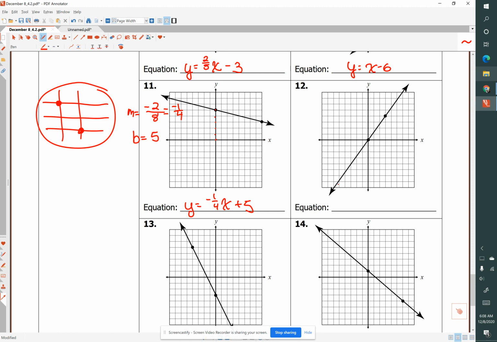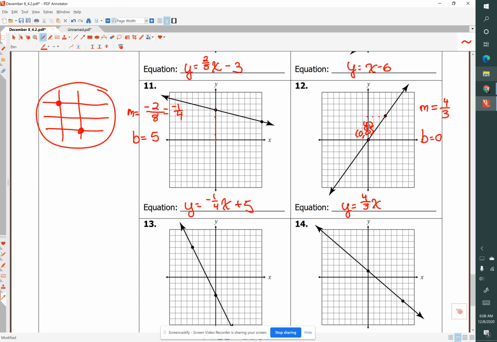Now this graph, number 12, goes right through the origin. Let's figure the slope first. The slope is 1, 2, 3, 4 over 1, 2, 3. So the slope is 4/3. Now the y-intercept is at 0, 0. This is 0, 0, and the y value here is 0. So b equals 0. So our slope-intercept form of this equation is y equals 4/3 x.